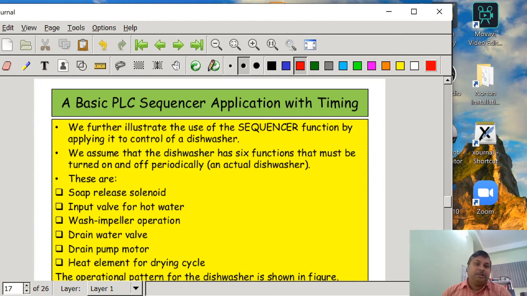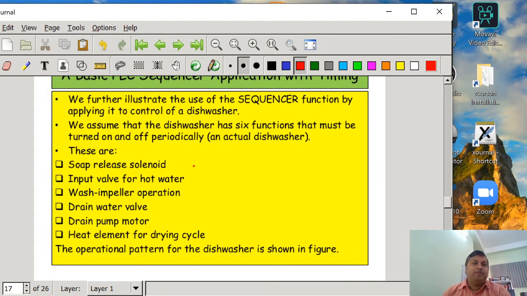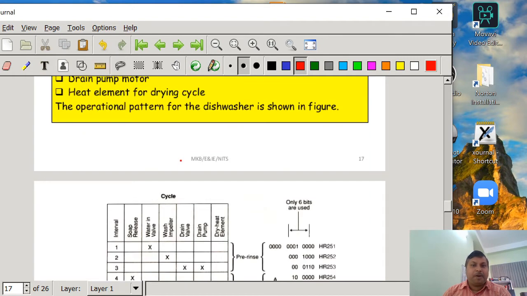So what are the steps you have to perform? These are the actuations you have to do: the soap release solenoid, then the input valve for the hot water, which you want to turn on so that the hot water will come. Then the wash impeller should rotate, then after rotation the drain water valve should open to drain the water, then the drain pump motor should be controlled, and the heat element for the drying cycle has to be completed. The operational pattern for the dishwasher has been shown. Suppose the operation in each step has to be performed in this pattern.